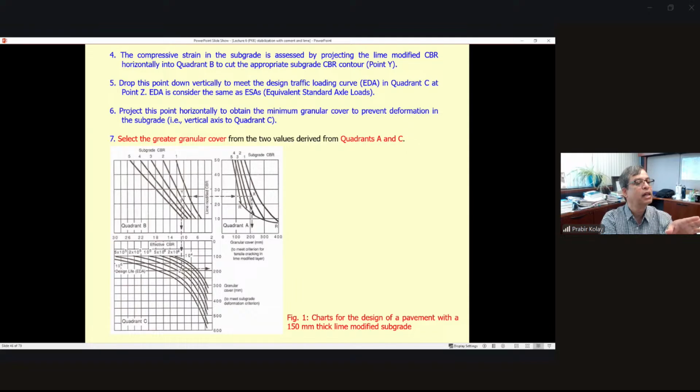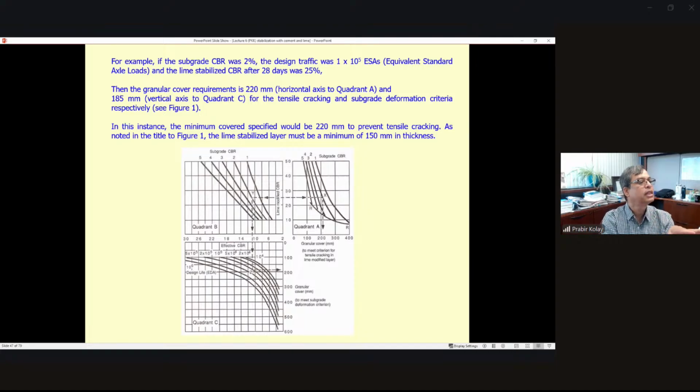So I'm not going to go in detail, but you can easily find out all these different quadrants A, B, and C, and then you can find out how much is the CBR. This is for the subgrade soil CBR. This is for the subgrade soil with the lime modified. This is the effective CBR for the design load, and you can find out how much cover is required for the lime stabilized soil. So this is the same thing again.